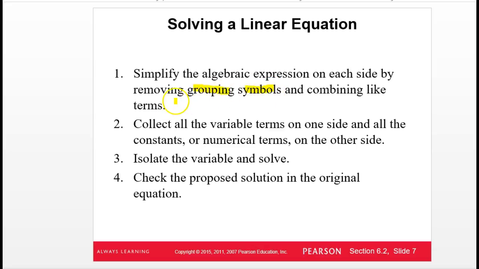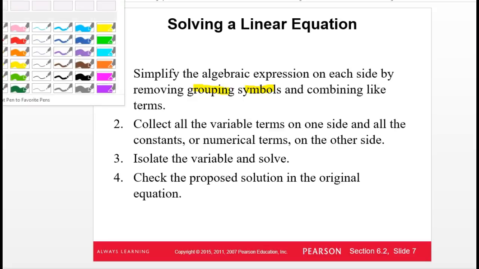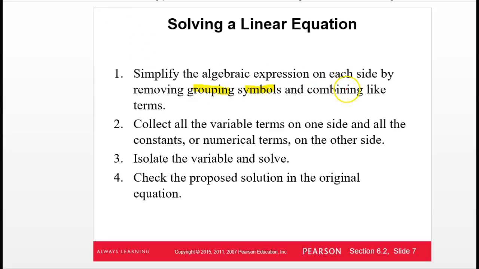And then after we have gotten rid of the parentheses by using the distributive property, we combine the like terms. So x's get combined, y's get combined, constants get combined. And then after we've simplified on each side of the equal sign as much as we can, we get all the variables, things that have the letters, on one side of the equation, everything that doesn't have any letters on the other side of the equation.